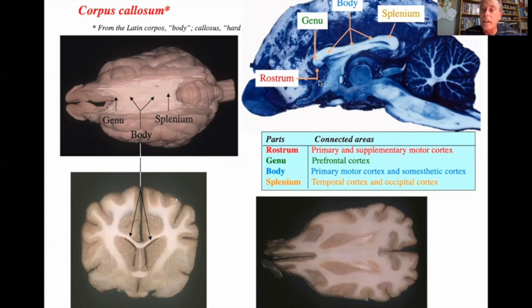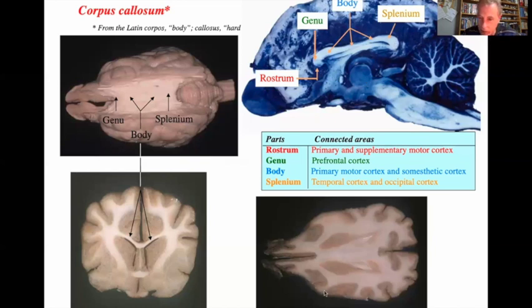Here is a Mulligan staining, and we identify the corpus callosum. The corpus callosum has different parts. One is the rostrum. The rostrum communicates motor cortices, primary and supplementary motor cortices. Then we have the genu that communicates the prefrontal cortex between both hemispheres. Then we have an extended body of the corpus callosum that communicates motor and some sensory cortex. And then finally we have the splenium that communicates temporal and occipital cortices of both hemispheres.